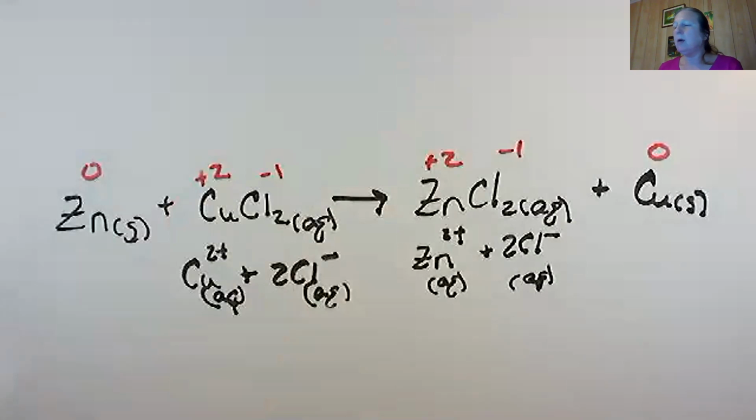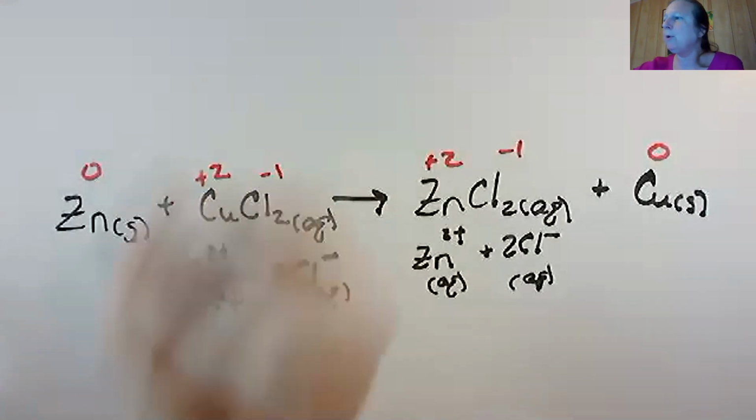So let's look now at who's getting oxidized and who's getting reduced. Remember, I use the LEO.